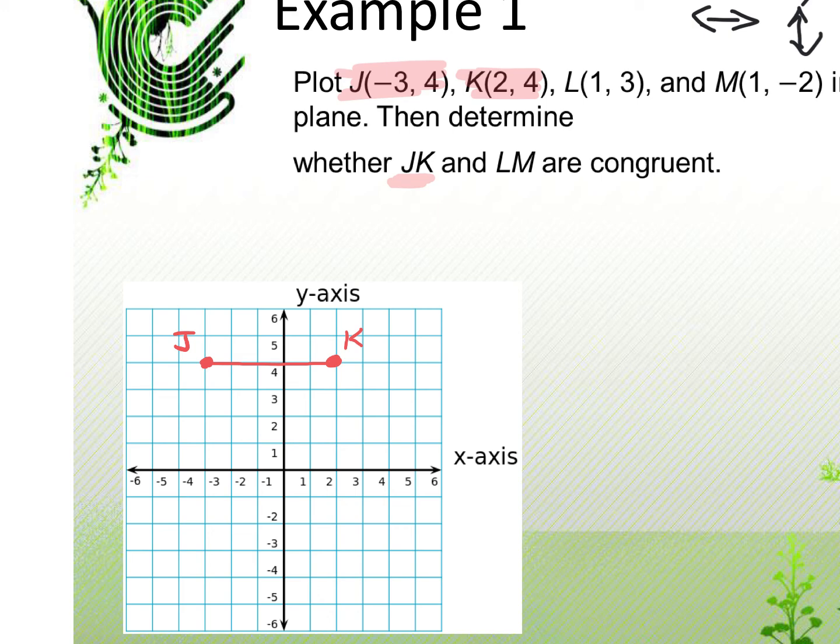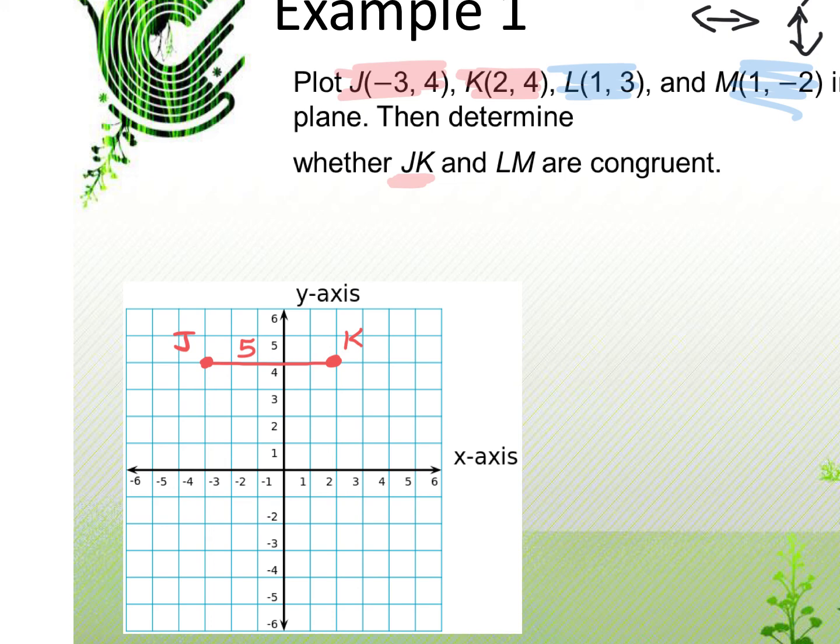And now I need to figure out how long JK is because I need to see if it's going to be congruent to LM. So I can do two things here. Because I'm graphing it, I'm just going to count the spaces. So if you notice, there's 1, 2, 3, 4, 5 boxes. So JK has a length of 5. I'm going to do the same thing for LM. I'm going to graph L and then M. I'm going to do this segment in blue.